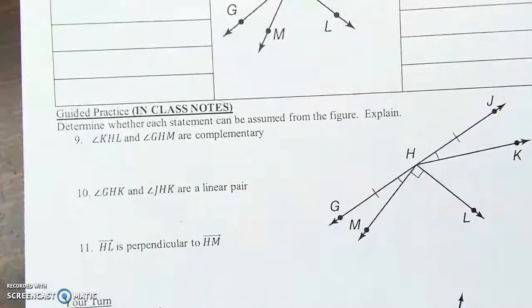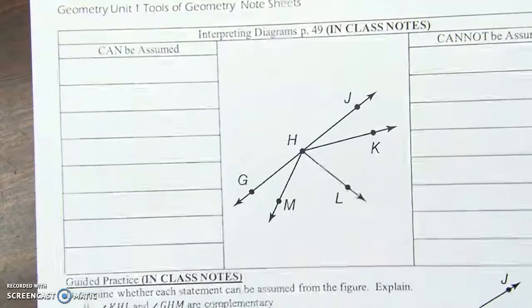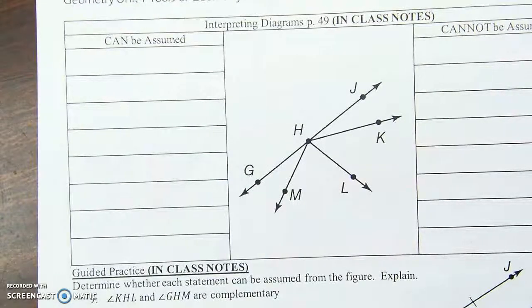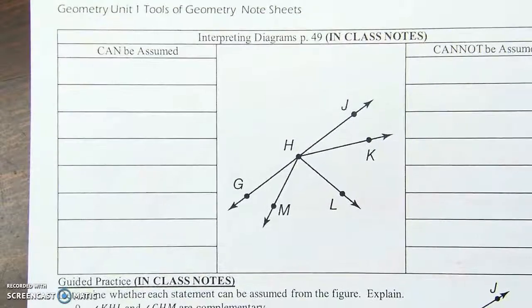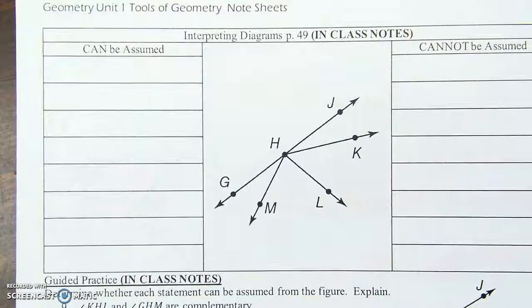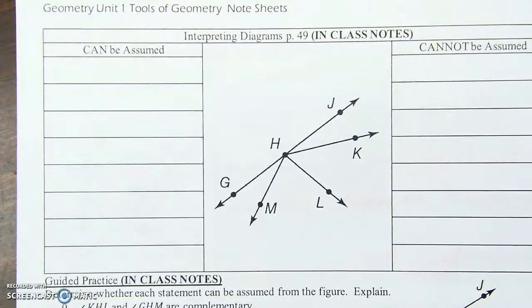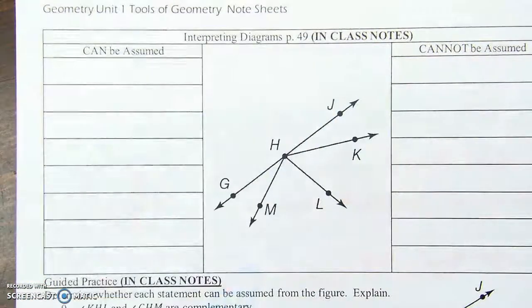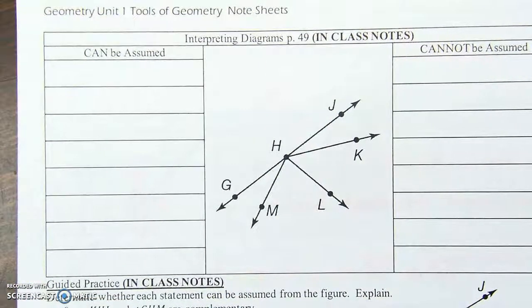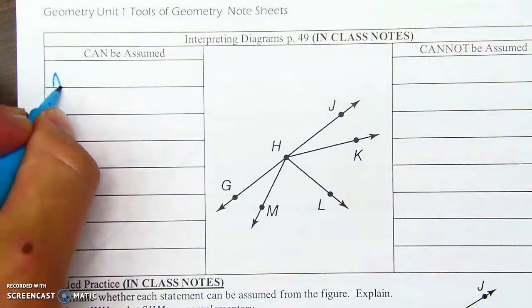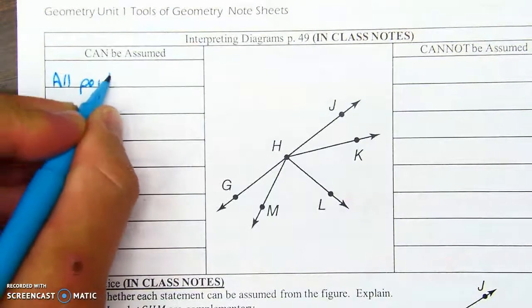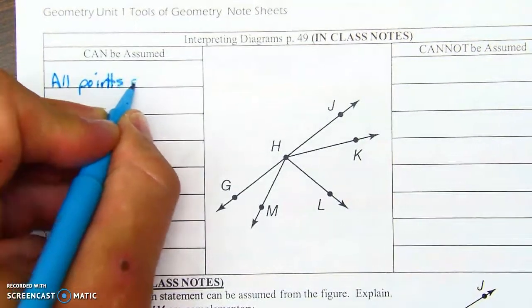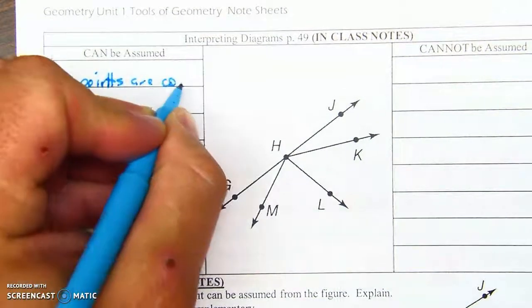We're down to our last page of notes for section 1.5. It says, interpreting diagrams: what can be assumed and what cannot be assumed. So, what can be assumed? We can assume that this is in a plane, so all points are coplanar.